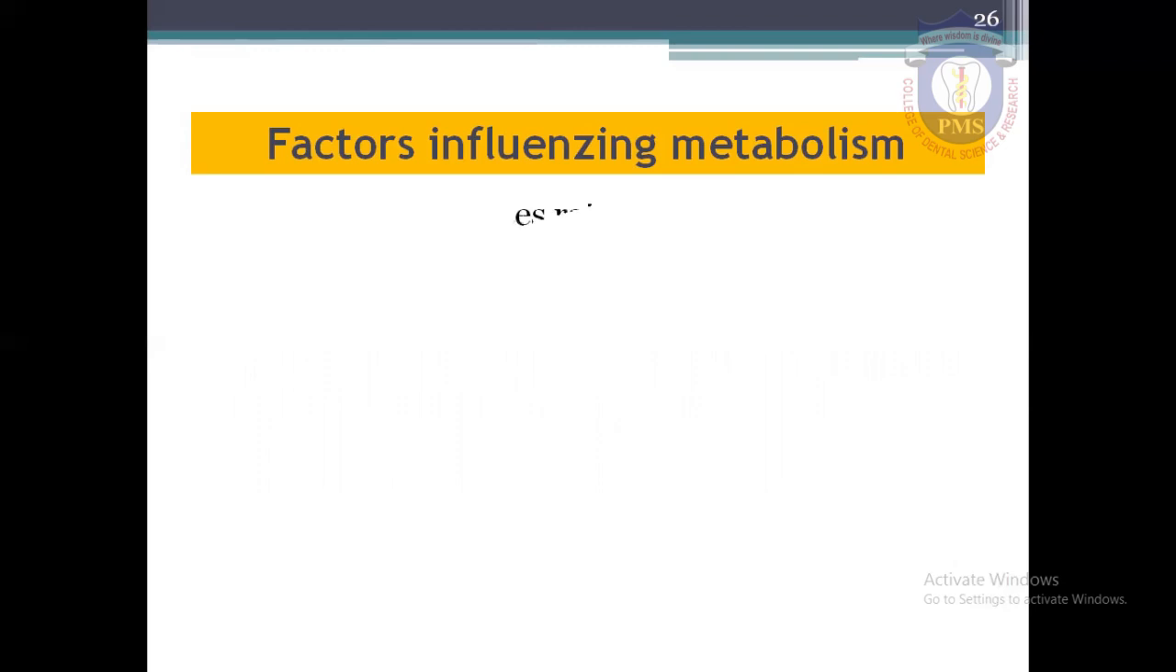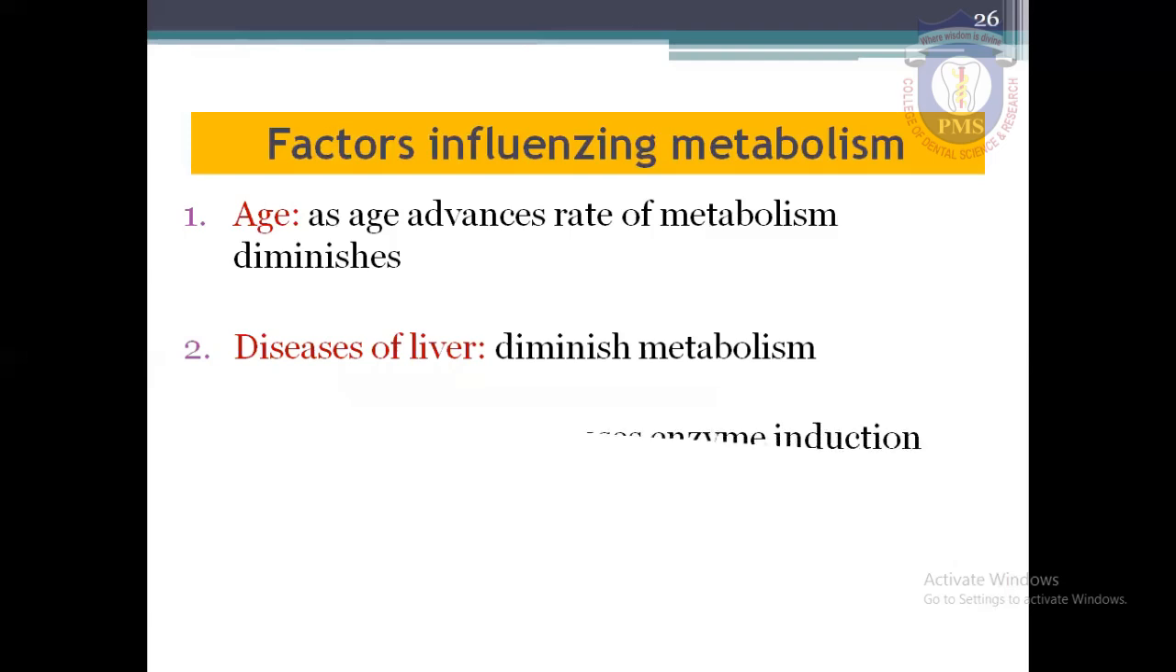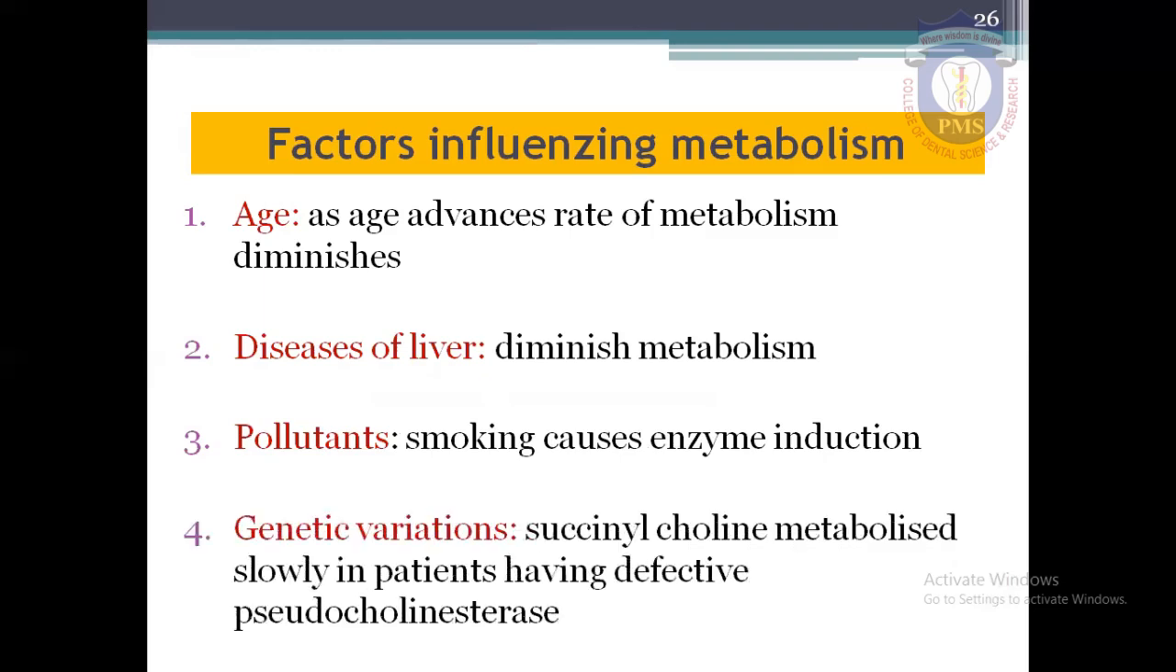What are the factors influencing metabolism? Age of the patient: as age advances, the rate of metabolism will decrease. In liver disease, the presence of liver disease reduces the metabolism of drugs. Presence of some co-adjuvants such as smoking can cause enzyme induction. Some genetic variation affects drug metabolism. Succinylcholine is metabolized slowly in patients having defective pseudocholinesterase.